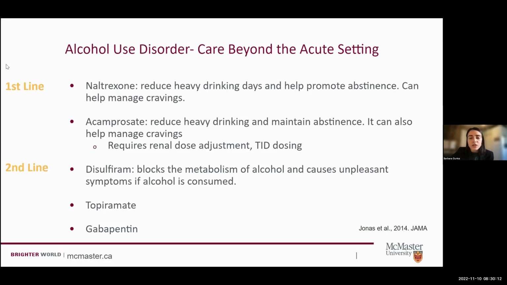Next slide. When we look at the types of therapies available, I'm going to touch mainly on first line, which would be naltrexone. This would look at reducing our heavy drinking days and helping promote abstinence, and it can help patients with managing cravings. The other first line agent would be acamprosate. And then second line, I won't be going into, but that would be things like disulfiram, topiramate, and gabapentin.